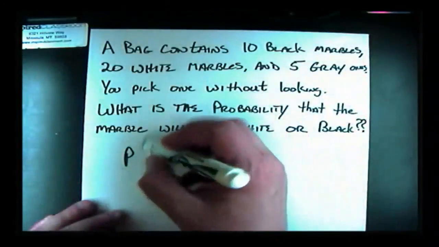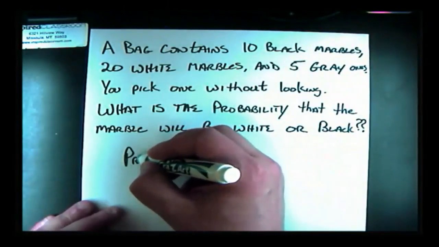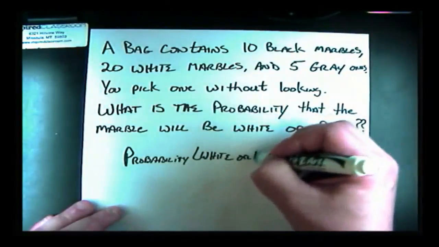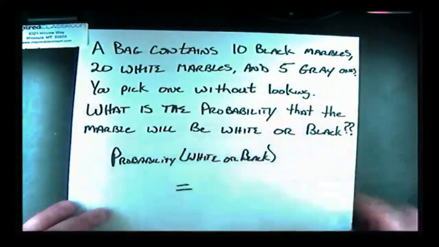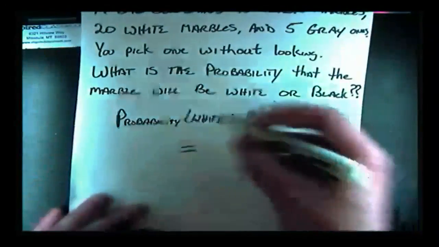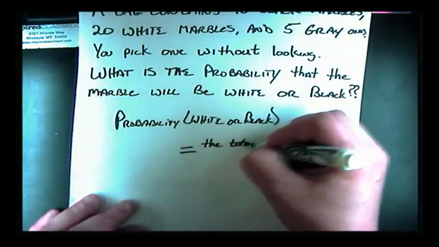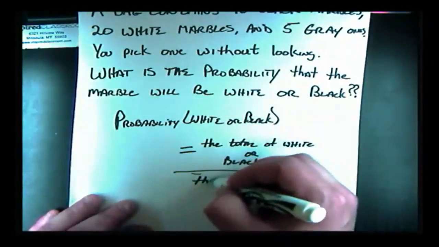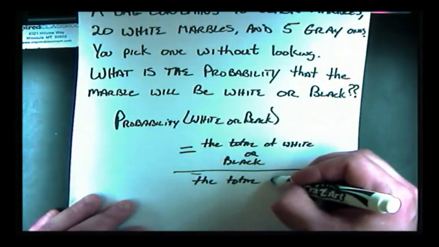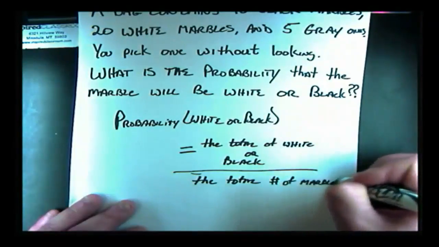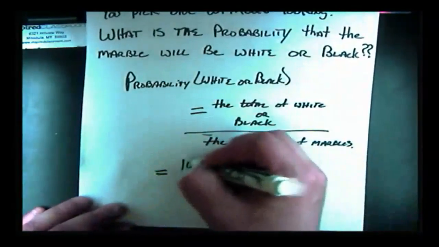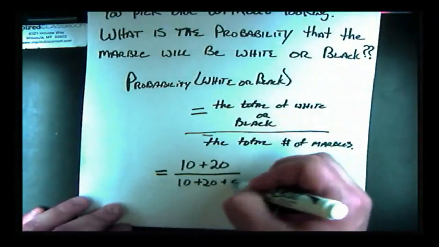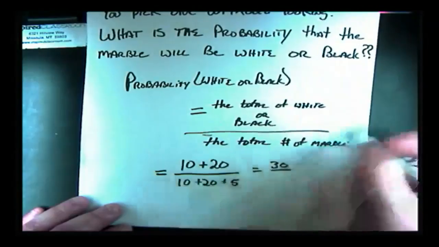So probability of white or black is equal to the total of white or black divided by the total number of marbles, which is equal to 10 plus 20 divided by 10 plus 20 plus 5, which is equal to 30 out of 35.